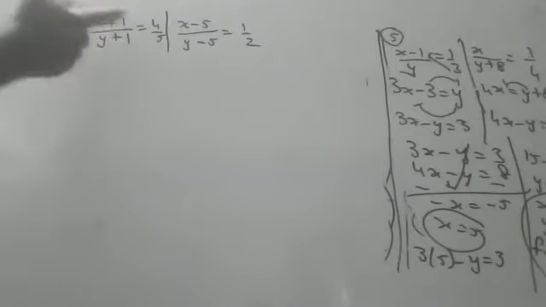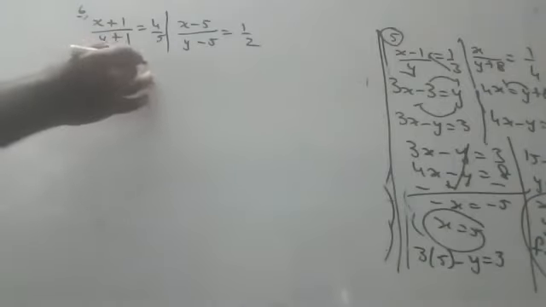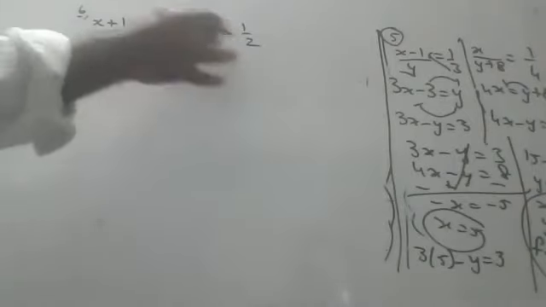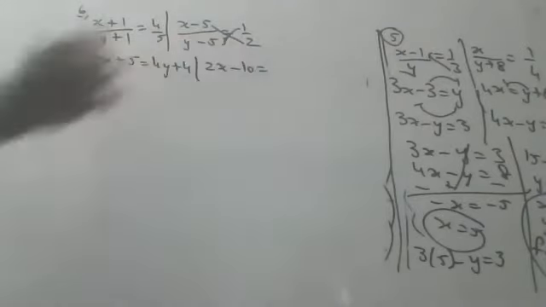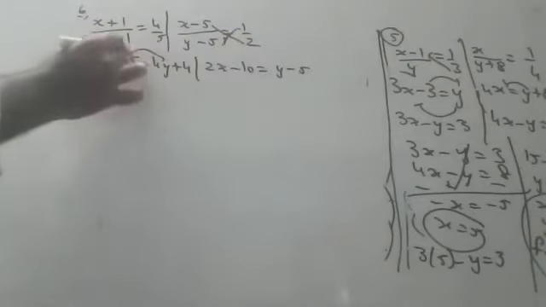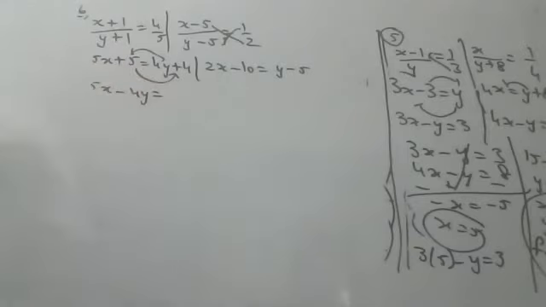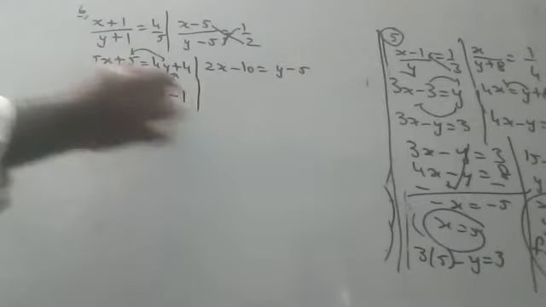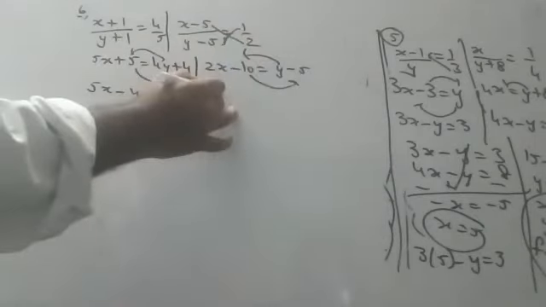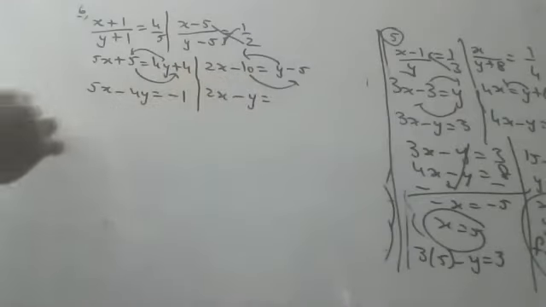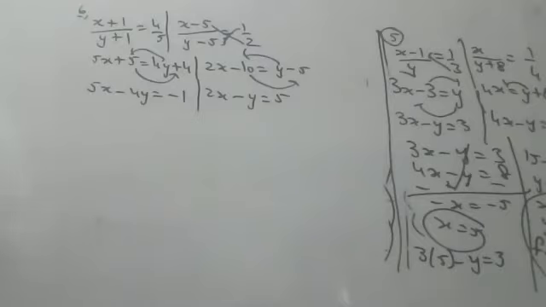Can you tell me the cross multiplication for this? Now cross multiply. Yes. 5x plus 5 is equal to 4y plus 4. Okay, cross multiplication for this. 2x minus 10 is equal to y minus 5. Okay, this here. 5x minus 4y is equal to 4 minus 5, minus 1. Okay, this here and this here. 2x minus y is equal to minus 5 plus 10. Okay, now which one you want to cancel? X or y?